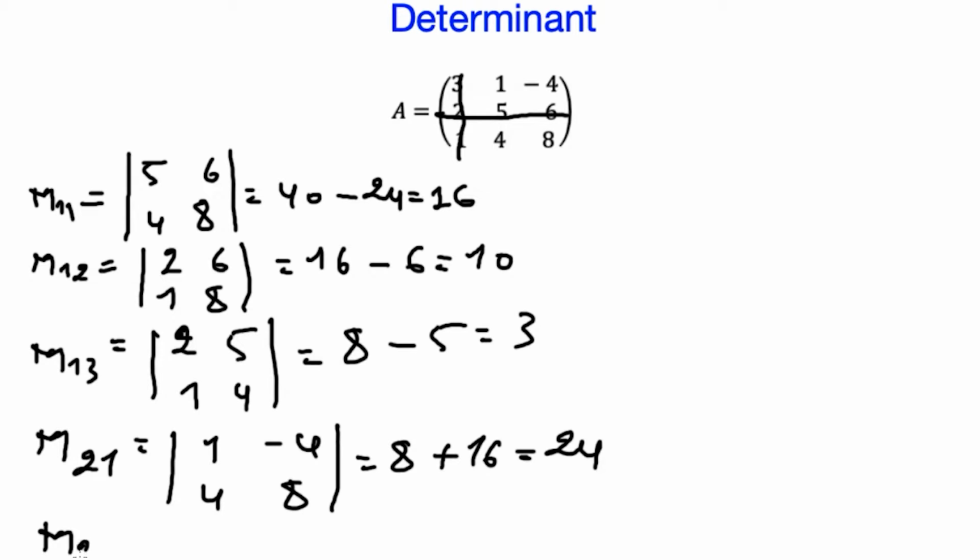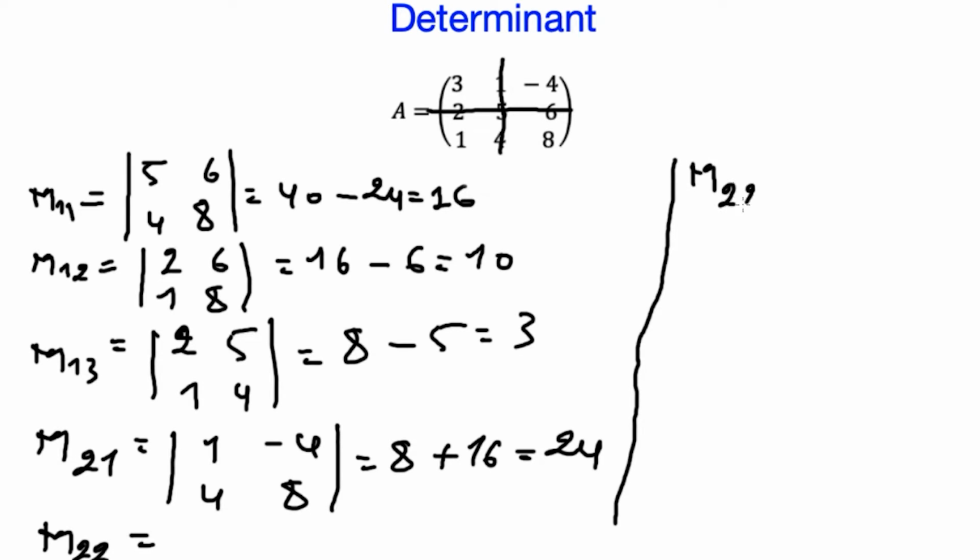And M22, which is for this entry here, 5. So we delete this row with this column, and we get the remaining matrix. I think it's better to write it here. M22 equals 3, 1, minus 4, 8, which equals 3 times 8 is 24, plus 4, because here minus minus is plus 4, so 24 plus 4 is 28.